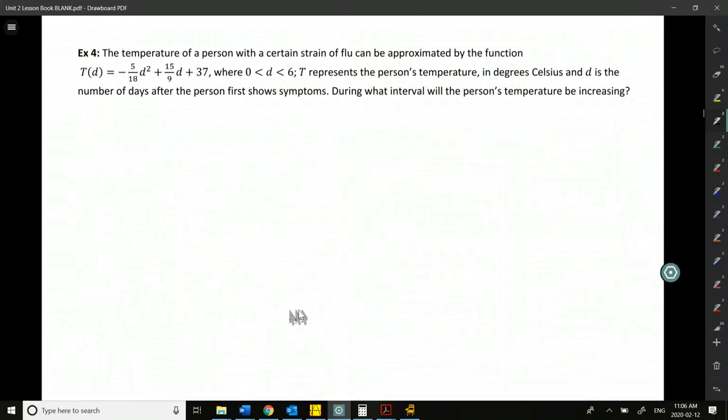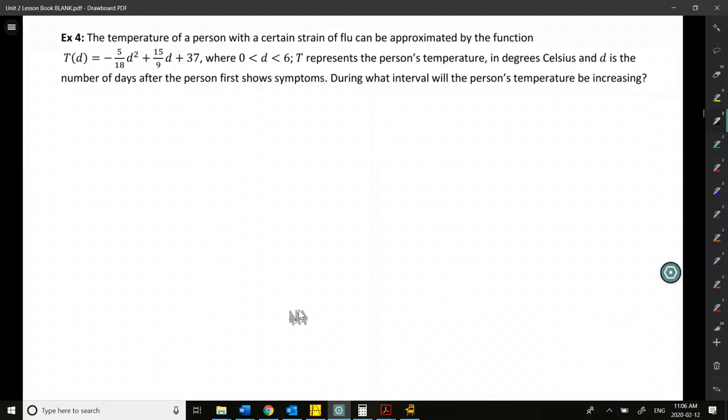Okay, last one, application. So the temperature of a person with a certain strain of flu can be approximated by the function T of D. T is representing the person's temperature in Celsius, and D is representing number of days. We are looking for where days is from the initial observation to day 6, basically. So this is telling us that that's the window of where we're looking at the person's temperature. During what interval will the person's temperature be increasing?